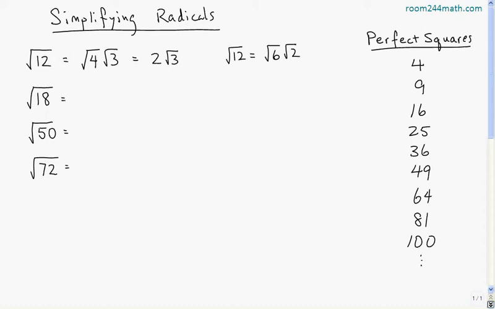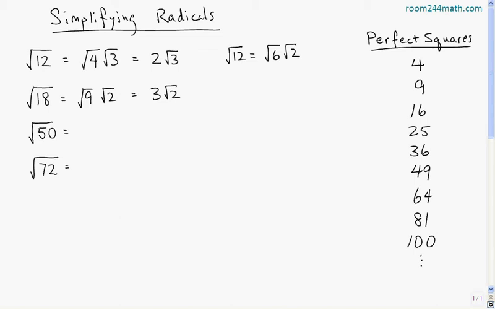So let's try it again with root 18. Again, we could take out factors like 6 and 3, but neither of those are perfect squares. So if we look at our list of perfect squares on the right, clearly the only one that's a factor of 18 is 9. So we can replace root 18 with root 9 times root 2. And then we can simplify the root 9 to get 3 root 2.